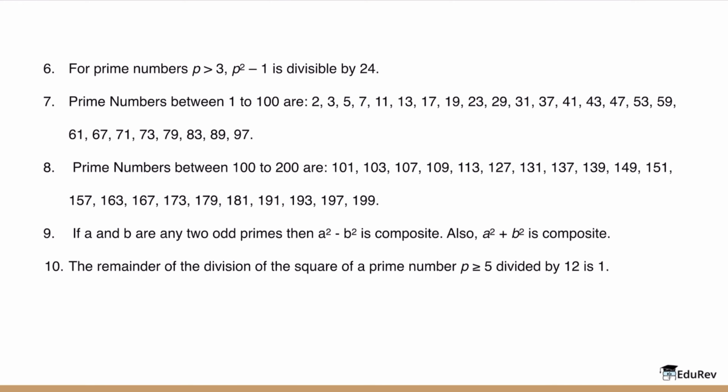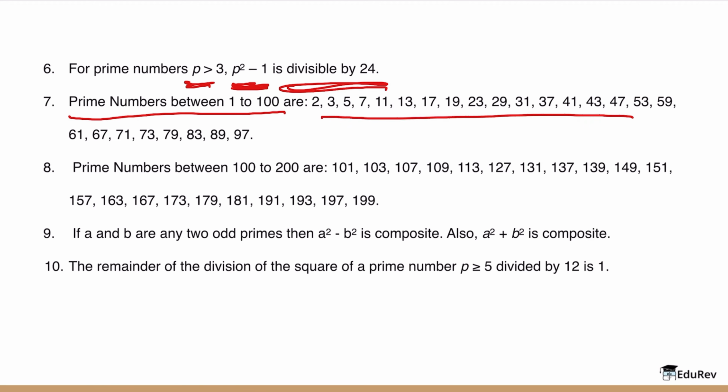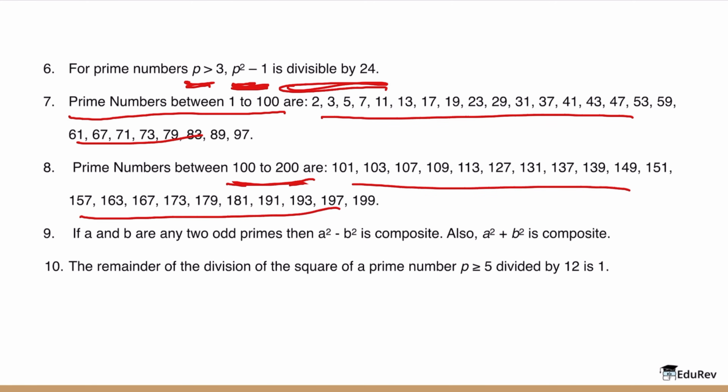Okay, then it says that for prime numbers that are greater than 3, the square of that prime number minus 1 is divisible by 24. Okay, next, all the prime numbers between 1 to 100 are these, prime numbers between 100 to 200 are these, and the 9th and 10th properties are very important.